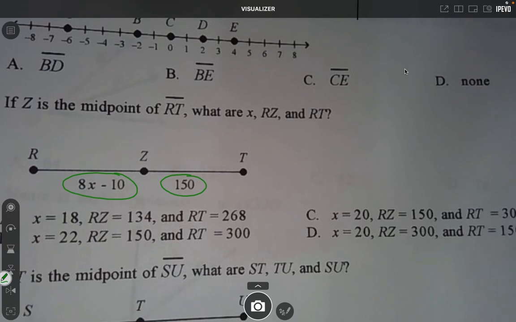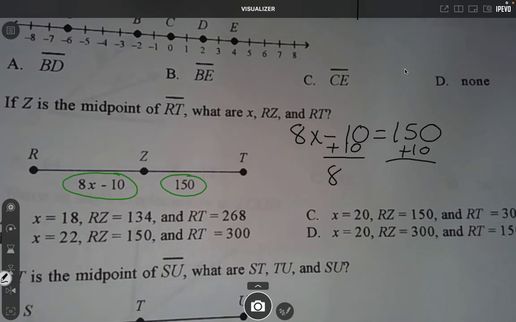Yes. So, I'm going to write 8x minus 10 equals 150. How do we solve that? You add 10. Add 10 and we get 160. And then we divide by 8. And x is 20. Is that what it asked me for? Well, yes, and it asked me for some more things too.